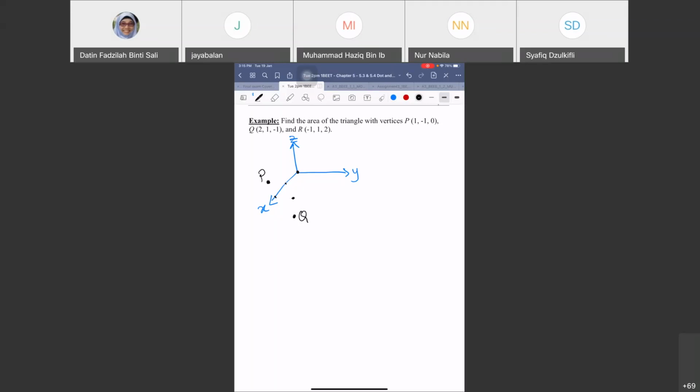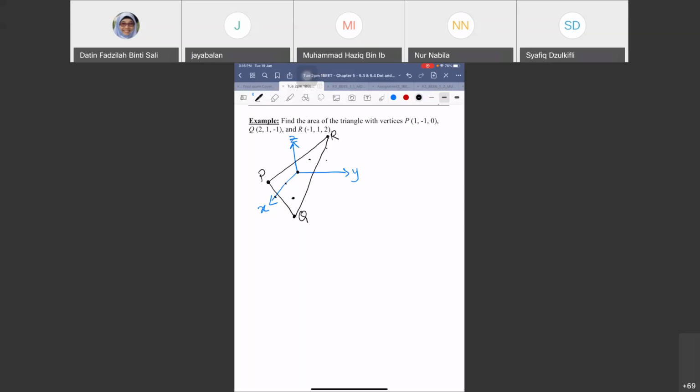And then the last one, R. From the origin, we have -1 for x, so that means we go to the opposite x-axis, so we go to the back 1 unit, and then 1 unit to the right on the y-axis, and then 2 units up. Assuming that is R. If we just draw straight lines connecting those points, we have a triangle in space.